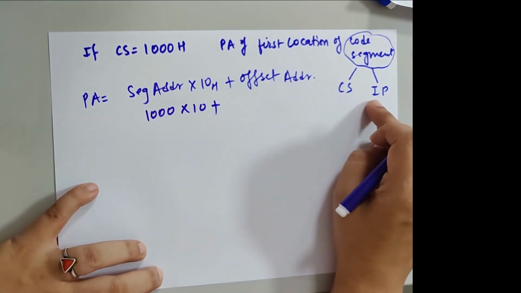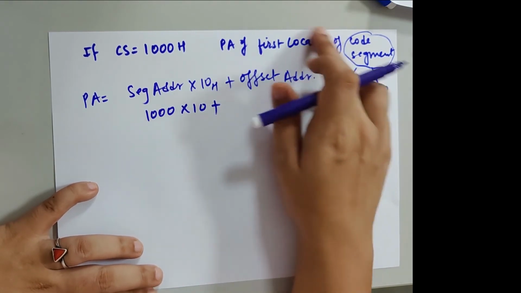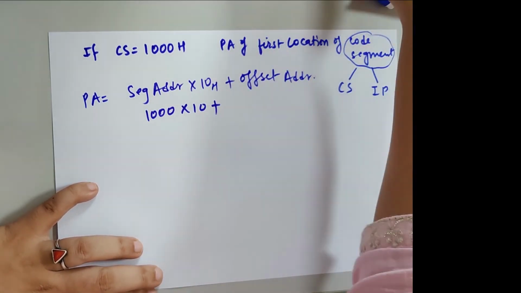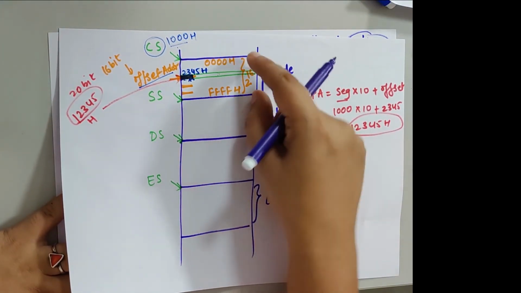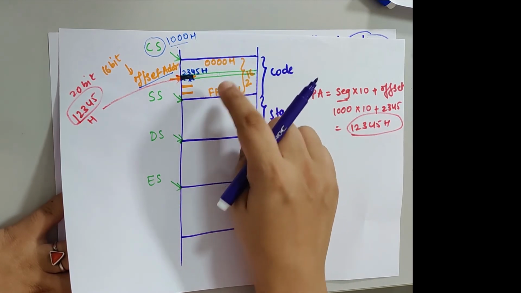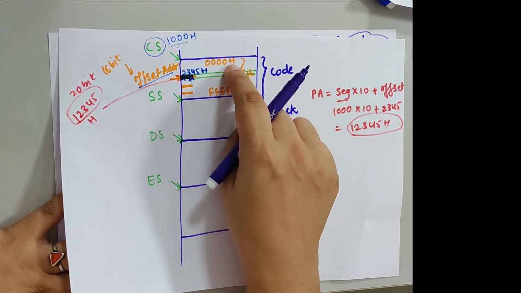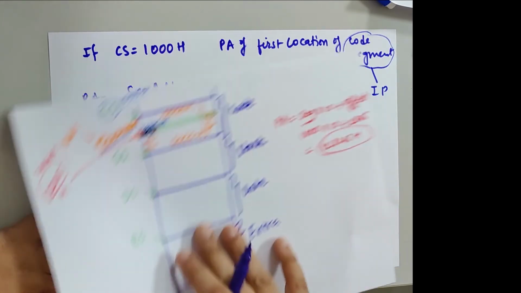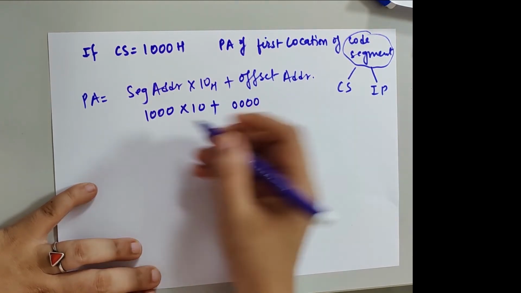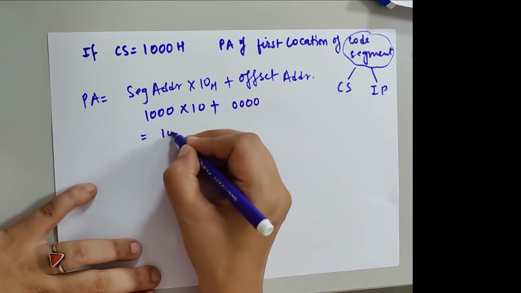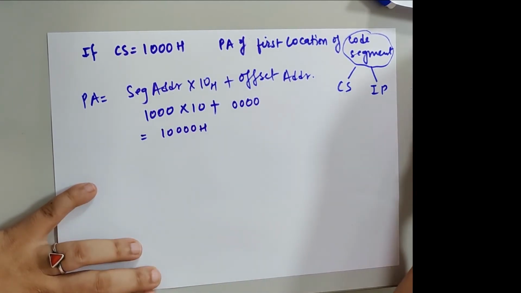Now what is the offset address for the code segment? IP. Now what are they saying? The physical address of the first location of the code segment. So what will be the first location of the code segment? As we have seen, the address range of a particular segment will start with all zeros to FFFF, right? So the first address is 0000H. So in the IP, 0000 is the starting address. If I solve this, I'll get 10000H, right? So this is the physical address.